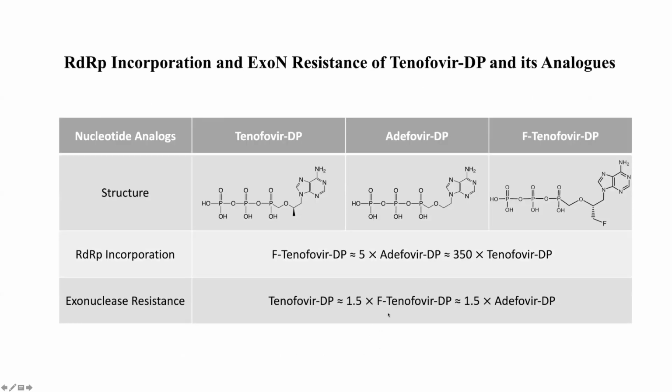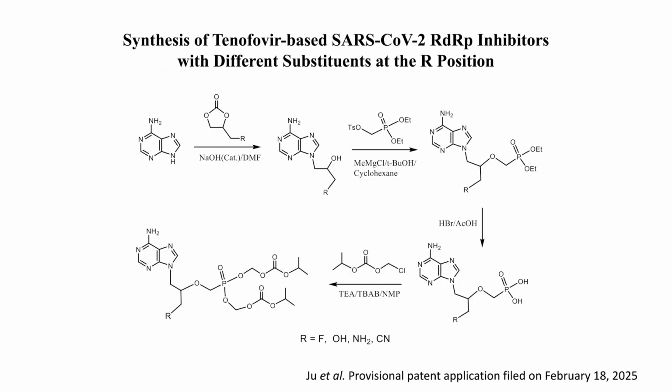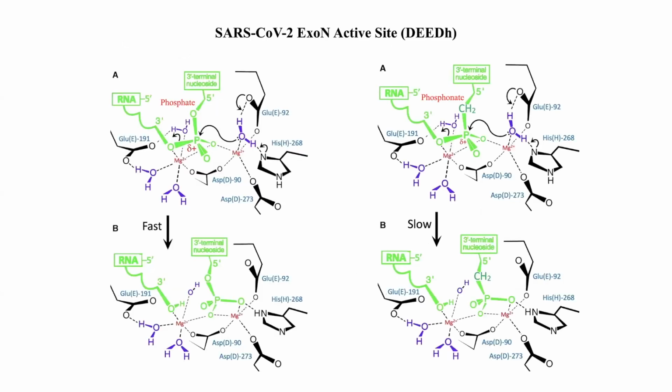So now this is a summary of this structure-directed rational design approach. We're able to increase the RDRP termination efficiency over 300-fold, while this molecule incorporated into RNA still maintains resistance to exonuclease. So we're designing and synthesizing the prodrug of this molecule and moving on to in vitro virus testing.